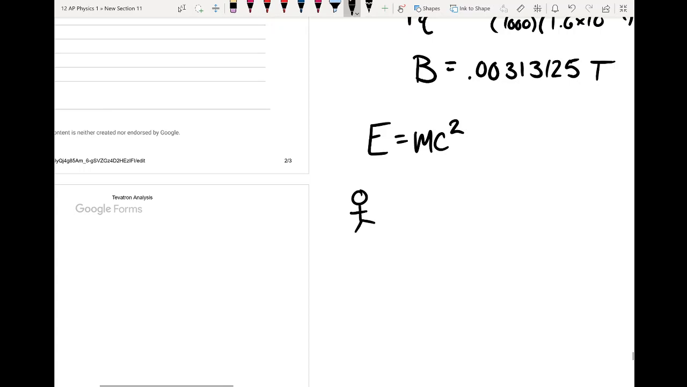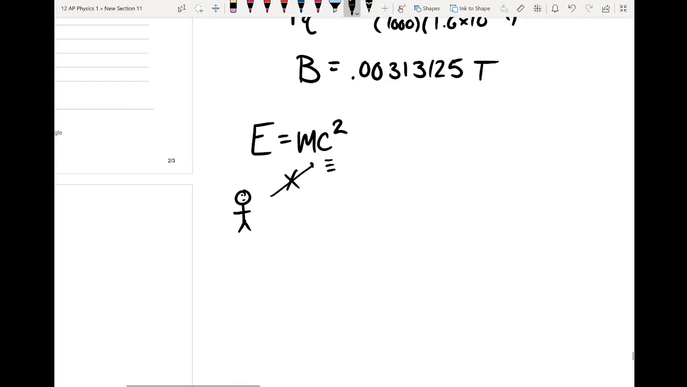In their normal everyday life, their mass, they're not moving close to the speed of light. They're barely moving at all. So this equation doesn't really have any effect. But if we have particles that are moving really, really quickly, close to the speed of light, then this equation starts to actually mean something. It starts to actually be useful.